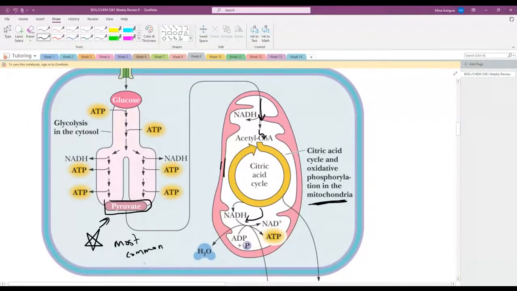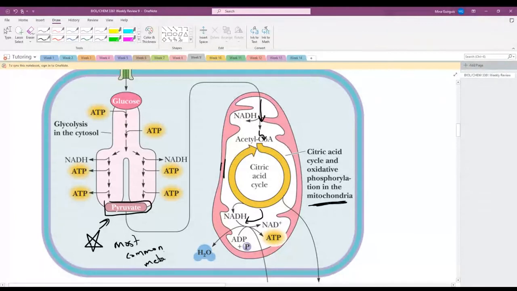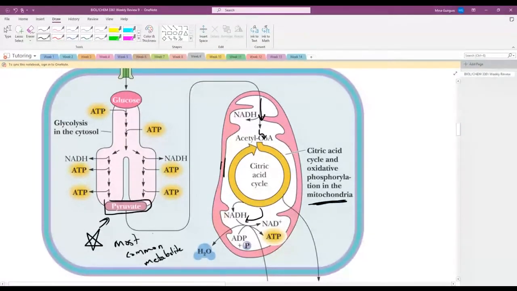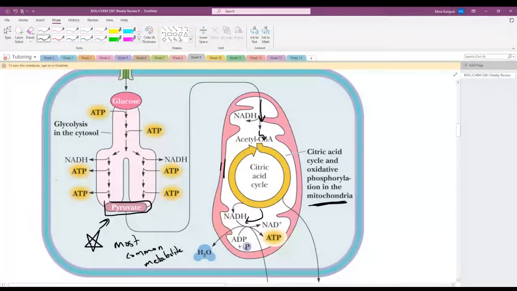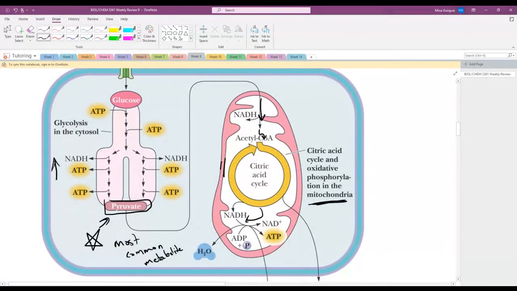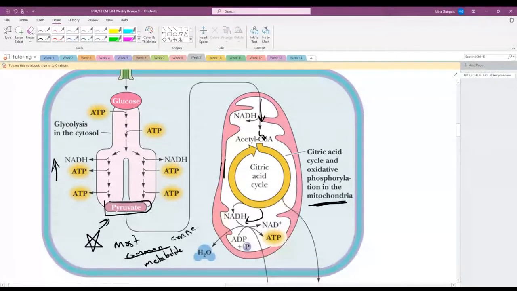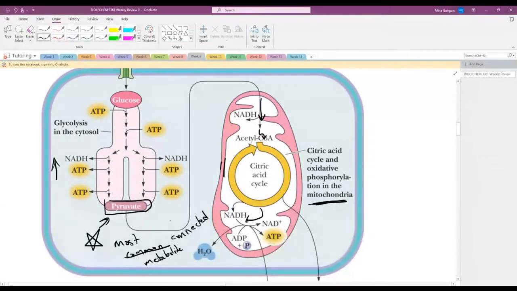Pyruvate can go just about anywhere. It can become the precursor to one of our amino acids. It can give us energy through oxidative phosphorylation. It can go back into glucose through gluconeogenesis. It can do a million things, and that's why it's called the most connected metabolite. It's connected to so many pathways.